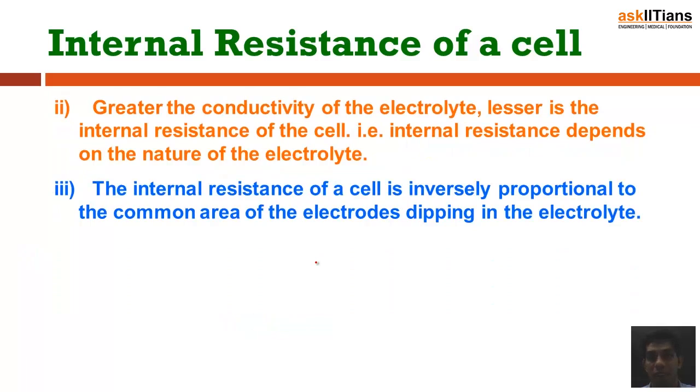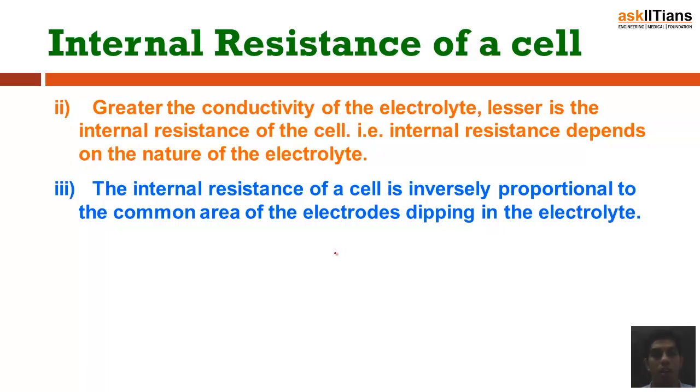So moving on to the second factor which affects the internal resistance of the cell. The greater the conductivity of the electrolyte, the lesser is the internal resistance of the cell. That is, internal resistance depends upon the nature of the electrolyte. Obviously, if the electrolyte offers fewer collisions or facilitates good movement of ions, then definitely the resistance will be low.